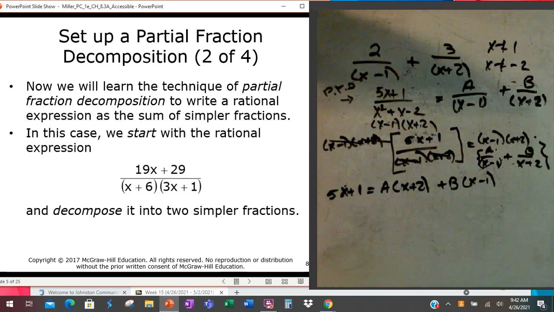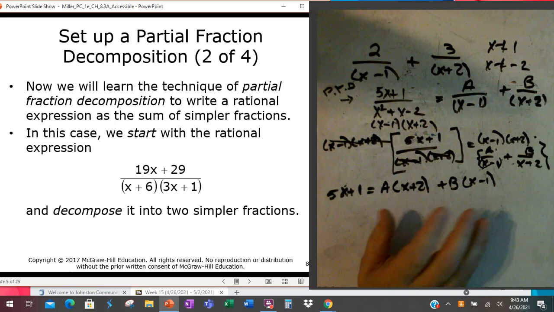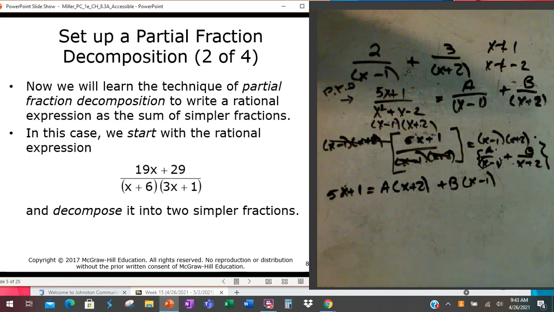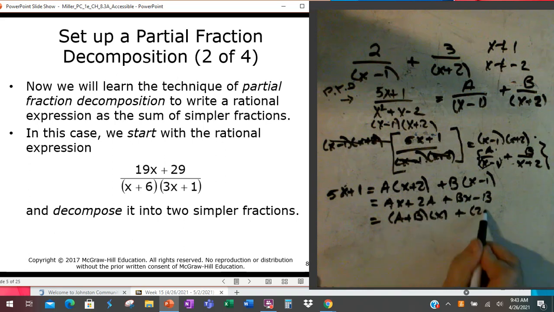Okay. So this is how I want to work this thing. And then there are a couple of different ways of handling A and B. There's equating like coefficients, a couple of different methods I could do. So if I expand this out, Ax plus 2A plus Bx minus B, and then I want to group these things together and factor out the x. So A plus B, x plus 2A minus B. Got to put these in parentheses because they go together. Here I just factored out the x.